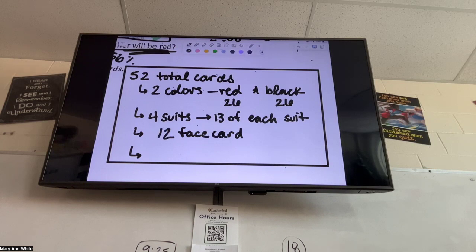I don't count aces. I know aces are powerful in certain games, but they don't have any faces on them. So I don't count aces as a face card. What about non-face cards? If there are 12 face cards, how many non-face cards are there? 48. I think just 40. 40.